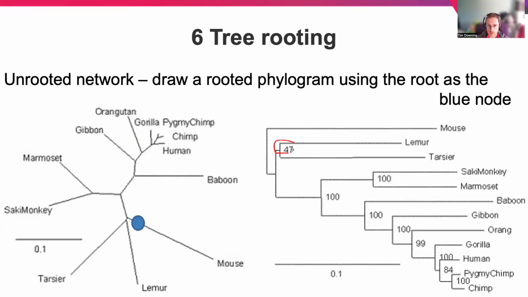The bootstrapping for this internal node is quite weak because it's very, very short. It's stronger for all the other ones, except for this one here between human, chimp, pygmy chimps, and chimps, because there's some incomplete lineage sorting at that point. So that gives us an idea of how we can use outgroup rooting.